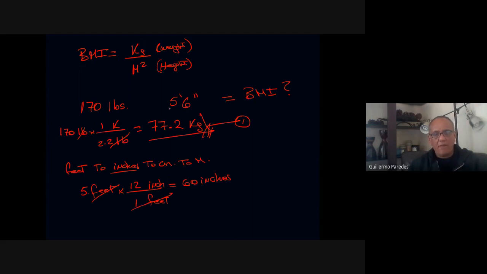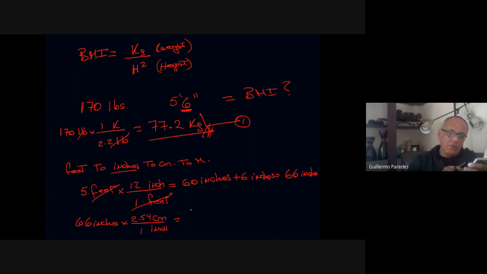Plus, I have 5 feet, 6 inches, so I'm going to add 6 more inches. That is going to give me 66 inches. Now, I need to change 66 inches into centimeters. Inches go down, centimeters go up. And I know that 1 inch is 2.54 centimeters. That is going to be 66 times 2.54.